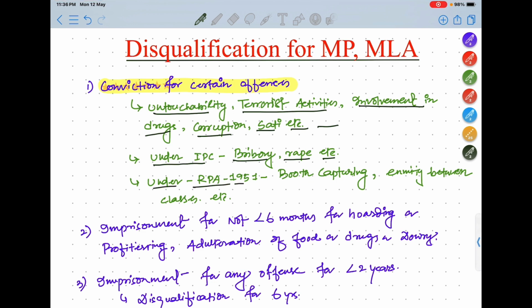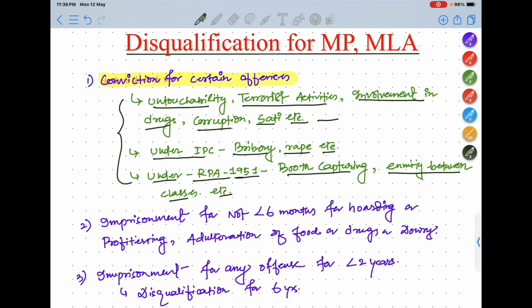Then under RPA 1951, booth capturing, enmity between classes, etc. So if you commit these crimes, then you can be disqualified from your candidature of MP and MLA. Okay. Next is, if you are a convict of any case, and imprisonment for more than 6 months, then also you can be disqualified.